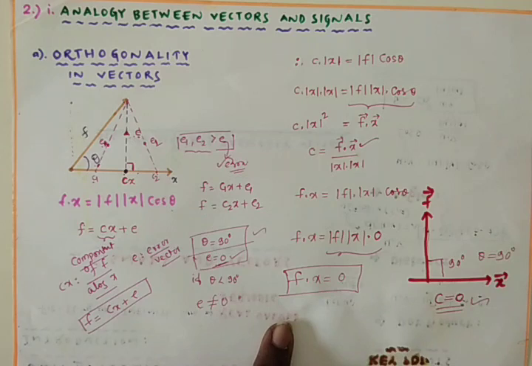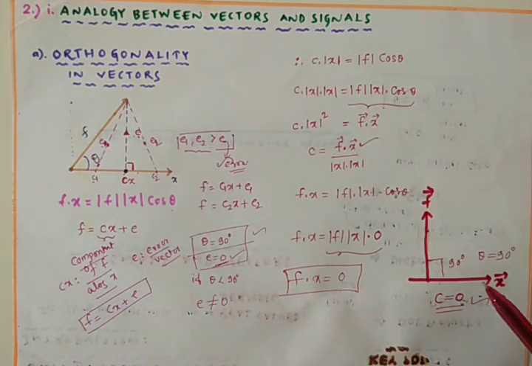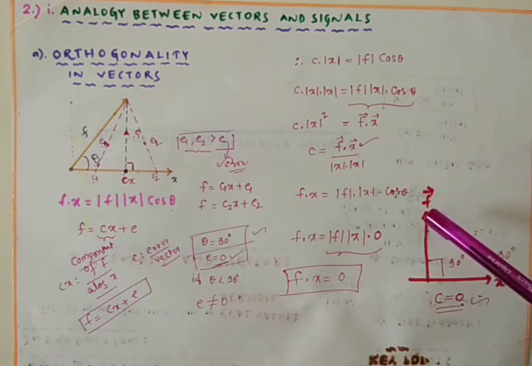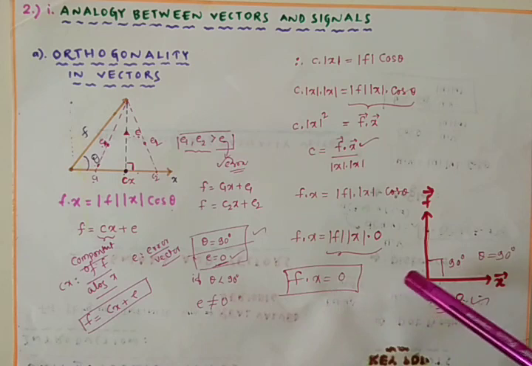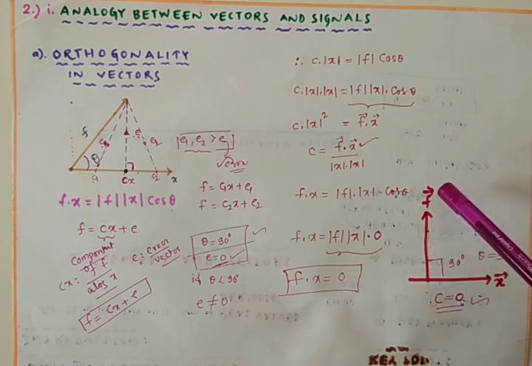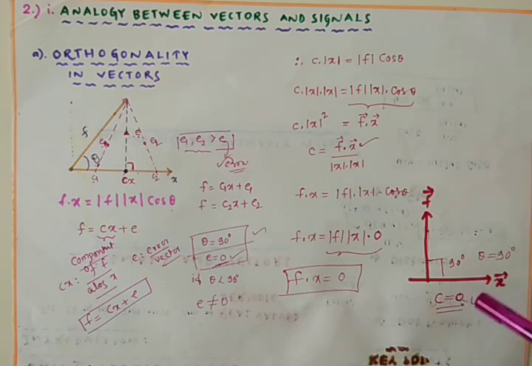The point is very, very clear. When two vectors are orthogonal, meaning the angle between them is 90 degrees, no vector will define a component on the other vector, or we can say there is no projection of one vector along the other, so there is no component defined along the other vector, and C is equal to 0 if the two vectors are perpendicular to each other.